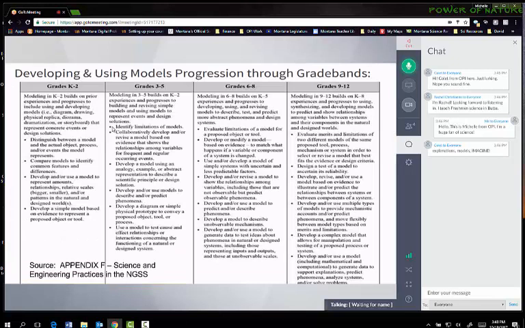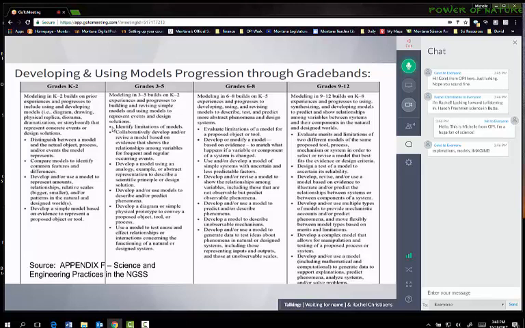We're going to look at some progressions through grade bands. Do we have our fourth person on as an introduced? I'm unable to see that. Rachel from Butte is here with us. Oh yeah, that's me. Hi, Rachel. Good to hear you again.